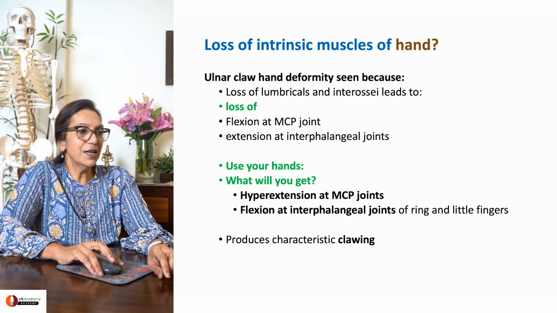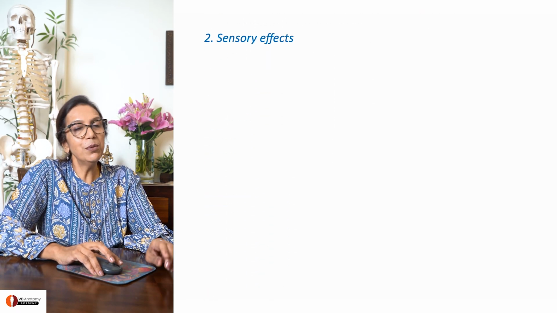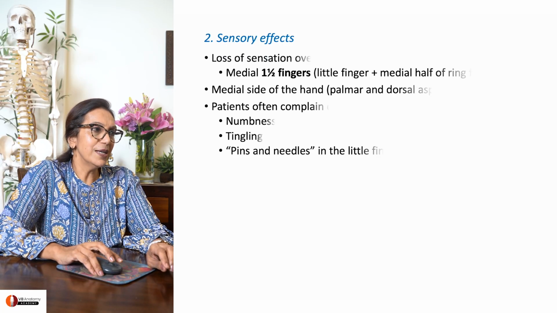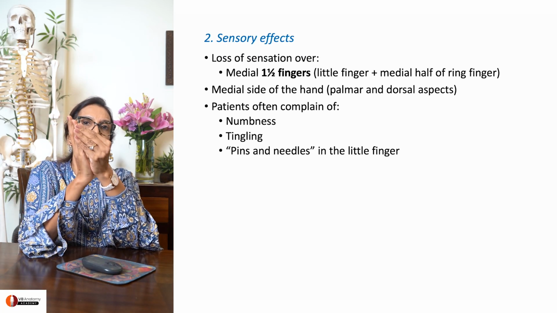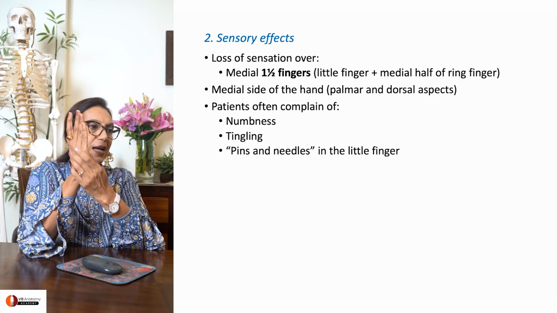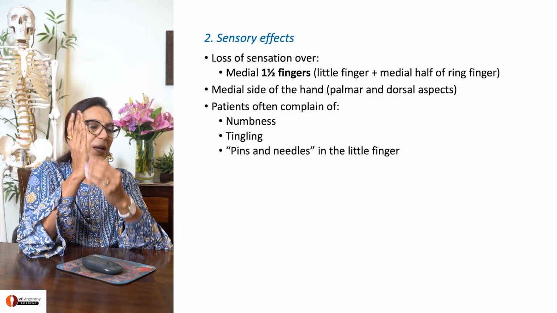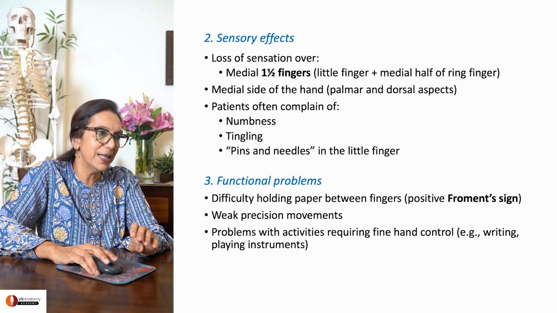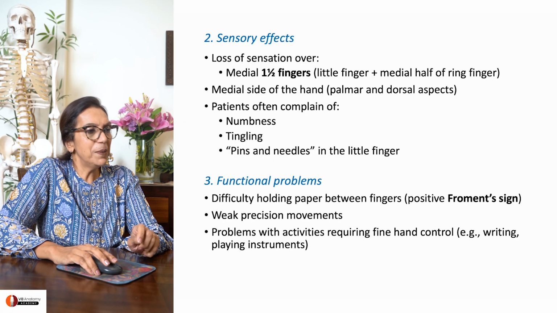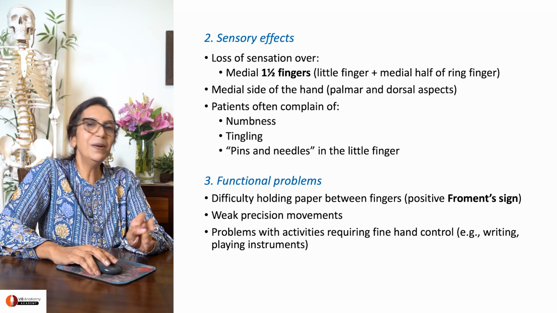Producing the characteristic clawing. Okay. What about sensory effects? Now see, medial 1.5 digits on the palmar and dorsal side will lose sensation. They will become numb, a feeling of tingling, numbness, pins and needles kind of feeling will be there. Okay. The patient will show you Froment's sign positive.